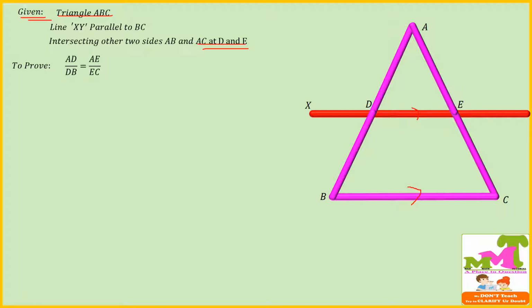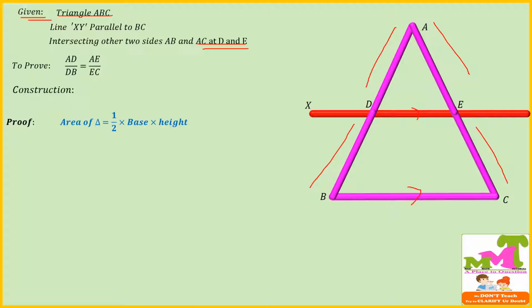And what are we supposed to prove? As we saw earlier, AD divided by DB is equal to AE divided by EC. Now, the construction, I'll come to that part later. Let me go with the proof. What are we supposed to do? Here I'm going to consider the areas of two or three triangles.